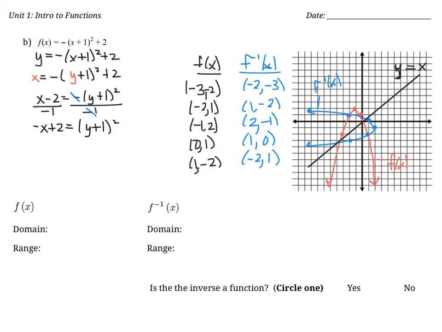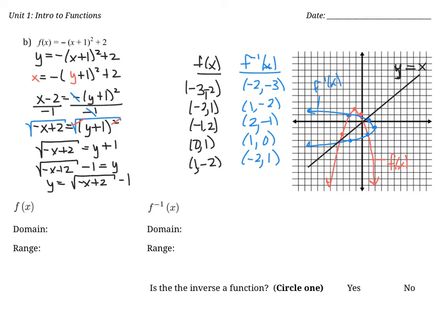Next we've got to get rid of that square, so I'm going to take the square root of both sides, and we are left with the square root of negative x plus 2 is equal to y plus 1, since the square and square root cancel. Our final step is to take away 1 to get y by itself. So here's our final equation: y equals the square root of negative x plus 2, minus 1. And we know that this is the equation of the inverse function. So instead of y, we can denote it as f inverse of x equals the square root of negative x plus 2, minus 1.